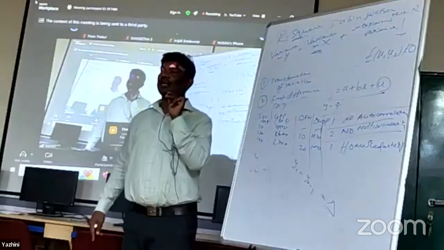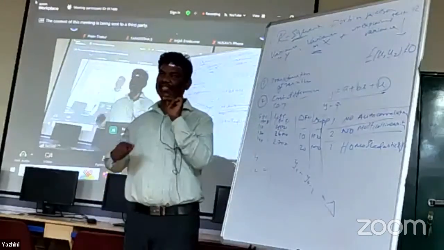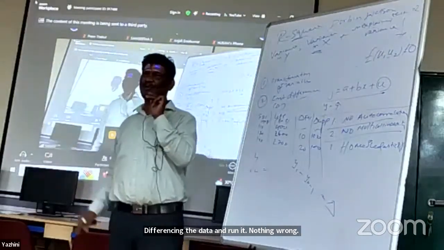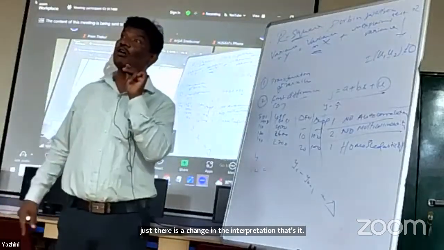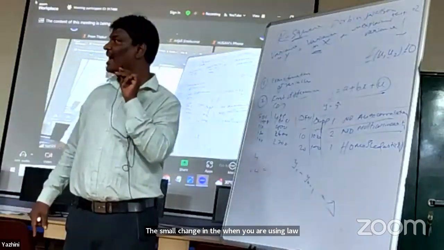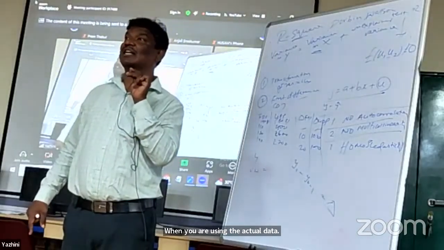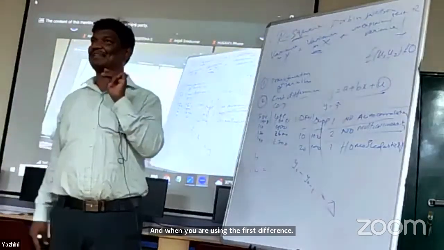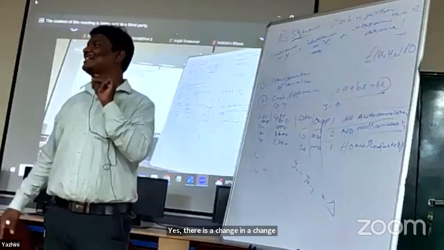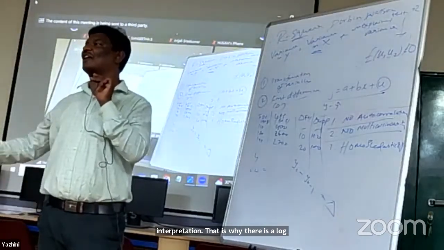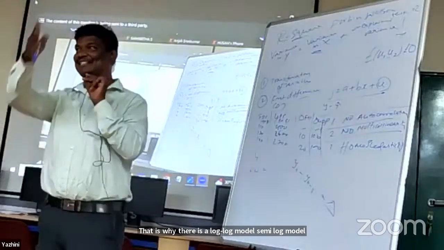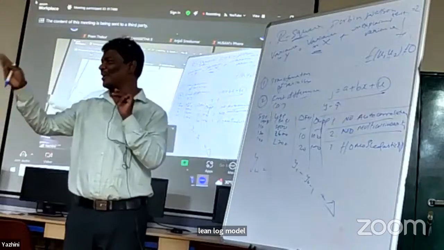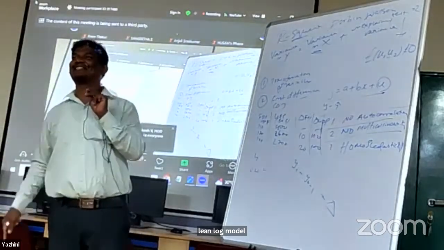You are differencing the data and running it. Nothing wrong. There is just a change in the interpretation when you are using log, the actual data, or the first difference. That is why there are log models, semi-log models, log-lin models, lin-log models. All are very simple and can be estimated using OLS. But the interpretation changes. Nothing else.